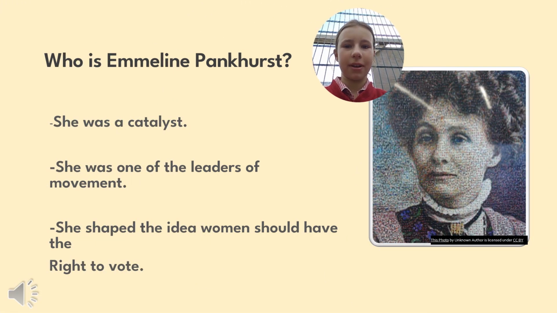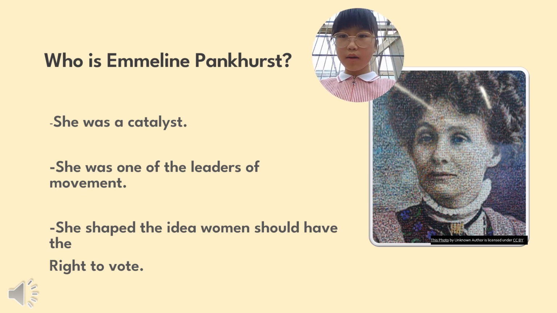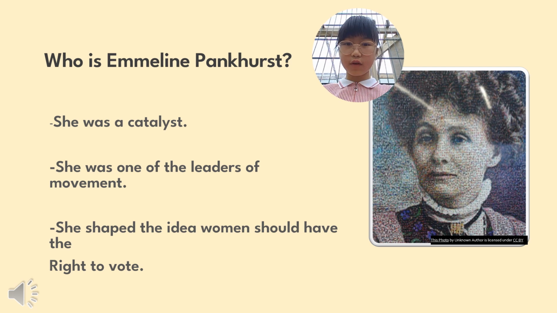Who is Emmeline Pankhurst? Emmeline Pankhurst was one of the most famous and influential British suffrage leaders, and she was a catalyst. She advocated for married women to have the right to vote and helped establish the Women's Social and Political Union. She was one of the leaders of the movement that shaped the idea that women deserved the right to vote.